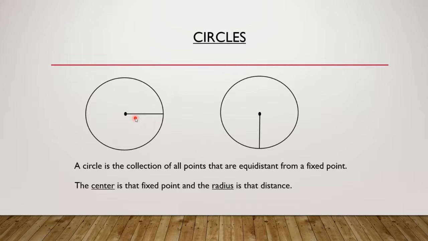Also, visually, the radius is the length of the line segment with endpoints at the center and any other point on the circle. So this is a radius. This is also a radius, because again, they're the same distance. That's what a circle is.